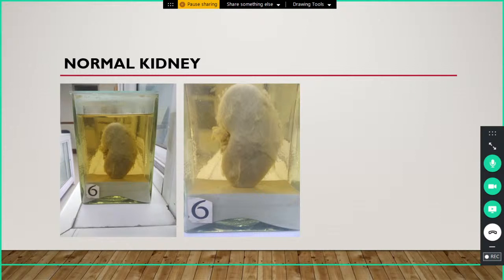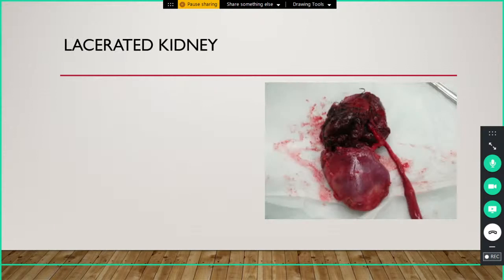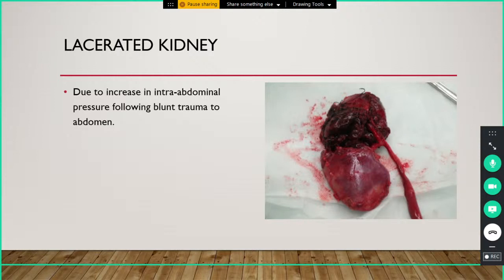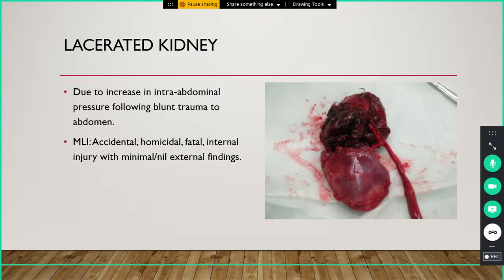I just added this picture. This is normal kidney. Now, this is lacerated kidney. It is caused by increase in intra-abdominal pressure following blunt trauma. Blunt trauma could be either due to road traffic accident or fall from height. Medico-legal importance is accidental, homicidal.